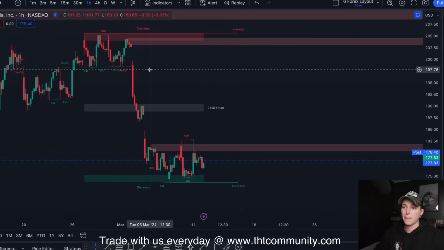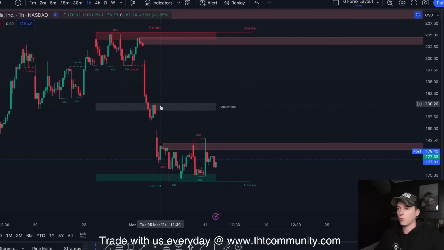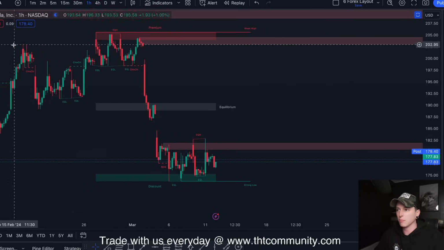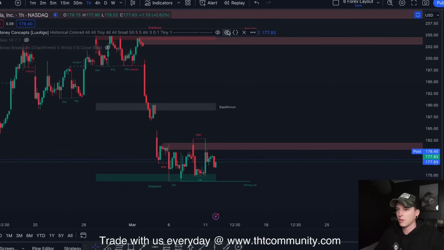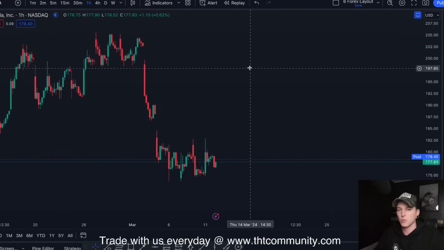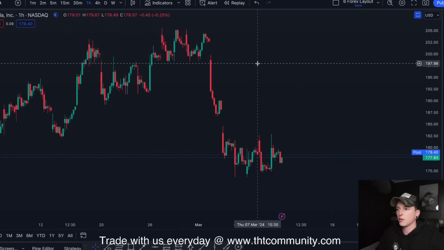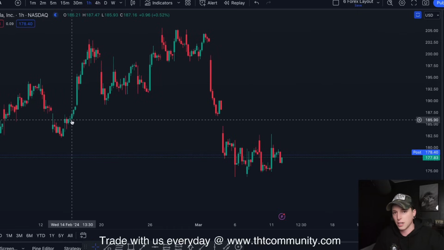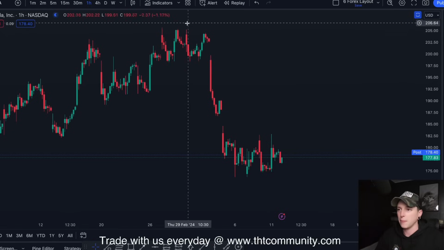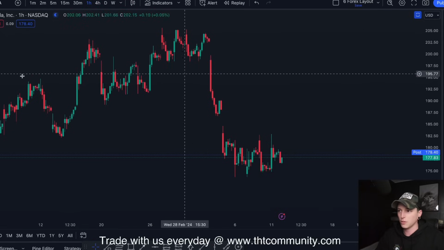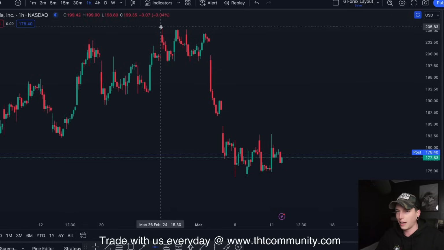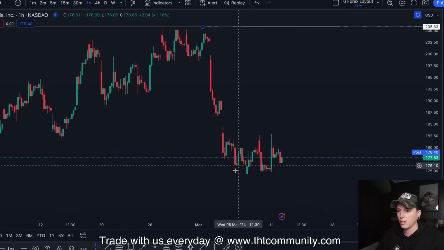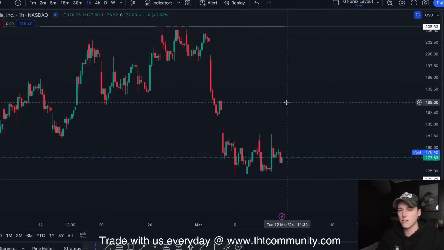Best case scenario, back up to 200. Now, what is this equilibrium thing? If we were to come in here and just get rid of our Smart Money Concepts once again, you're going to see that the market moves a lot of the time in impulses. This most recent market impulse goes from this high at 205 down to this recent low at 173.